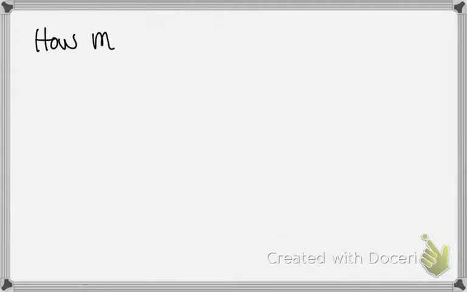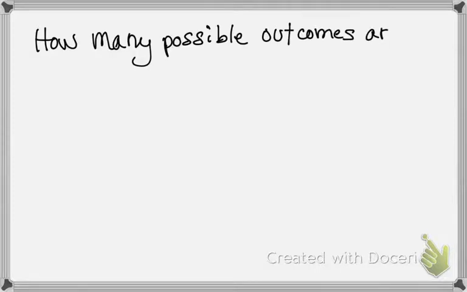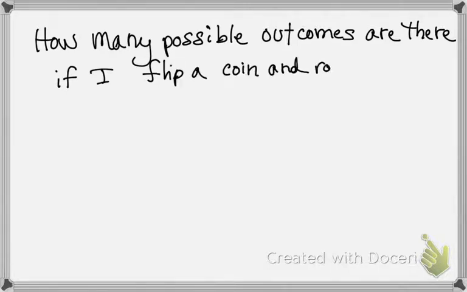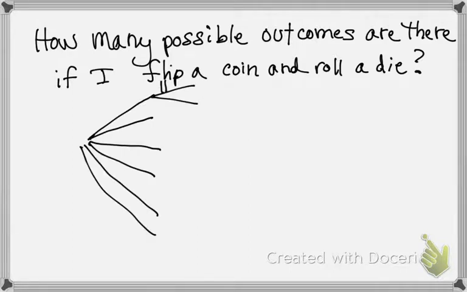All right, so here's the next question. How many possible ways can you have an outcome if you flip a coin and roll a die? So we're going to assume, just for the sake of our diagram, that one happens before the other. It doesn't matter which one happens before the other. This works even if it's at the same time.